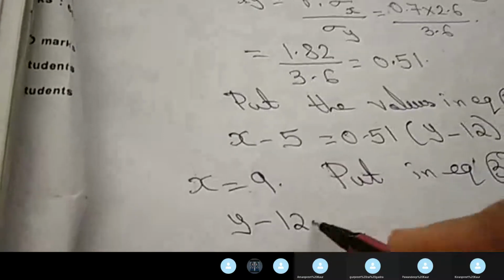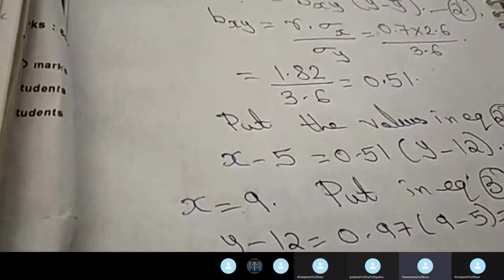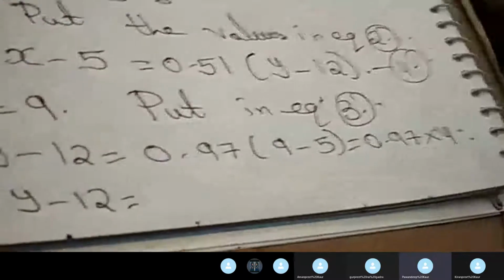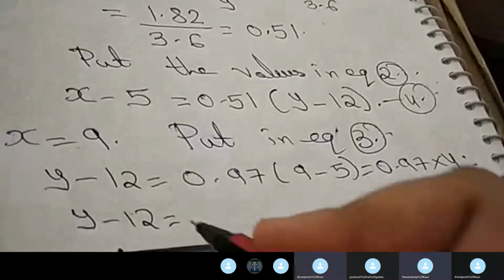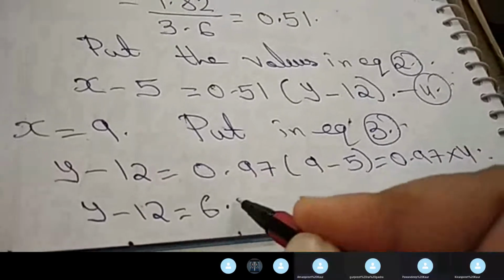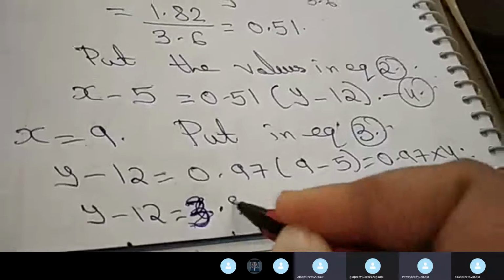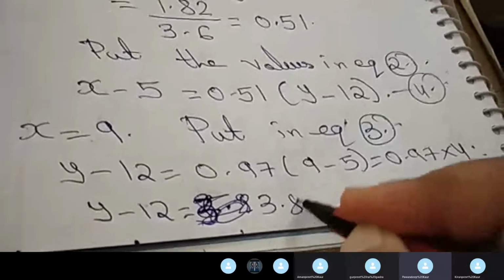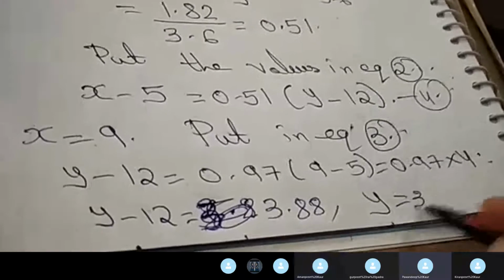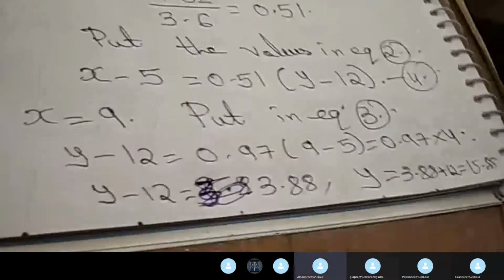y minus 12 is equal to 0.97 into 9 minus 5. 0.97 into 4 is 3.88. So what is y? 3.88 plus 12, that is 15.88. Okay, very good. Any doubts till now?